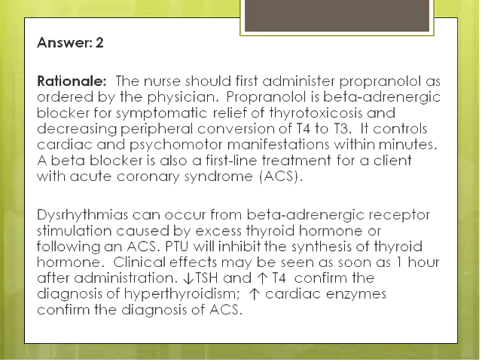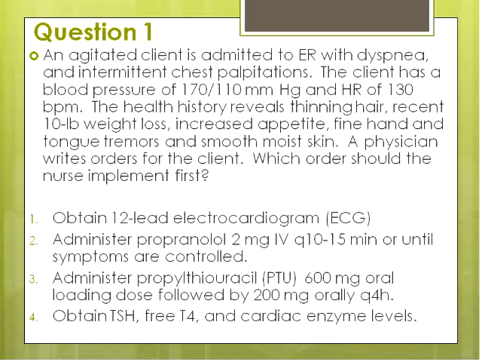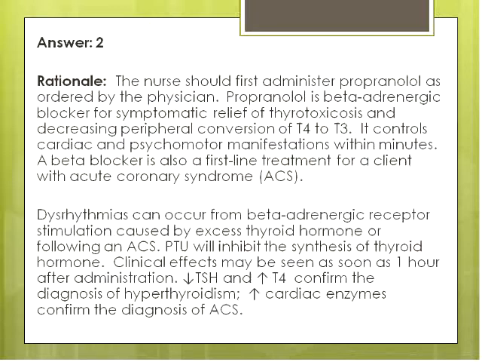The nurse should first administer propranolol as ordered by the physician. Propranolol is a beta-adrenergic blocker for sympathetic relief of the thyrotoxicosis and decreasing peripheral conversion of T4 to T3. It controls cardiac and psychomotor manifestations within minutes, because you can give it IV. A beta blocker is also a first-line treatment for a client with acute coronary syndrome. When I was reading this, I was thinking, well, yeah, because if you're not sure, you have elevated blood pressure, a heart rate of 130, a patient that's dyspneic, so they could be thinking ACS, and that would work for both.